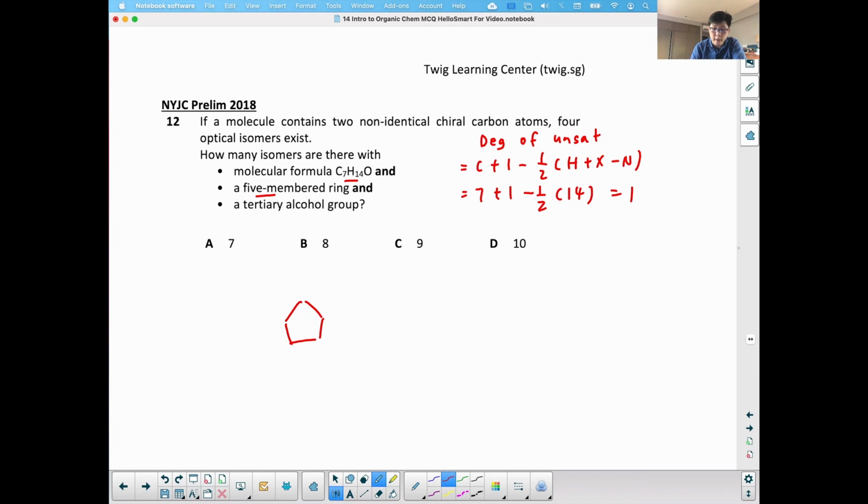Okay, so I actually have 2 more carbons to draw, and you need to draw a tertiary alcohol. So maybe I'll draw this. This is a tertiary alcohol, and I can put 1 more carbon over here. All right, so that makes up the formula C7H14O. This is also a tertiary alcohol, and I could put another carbon chain over here.